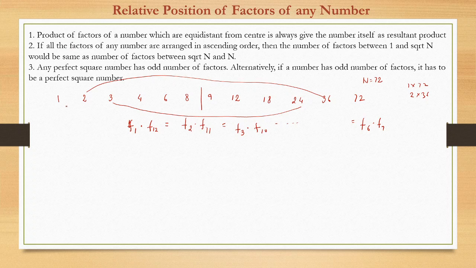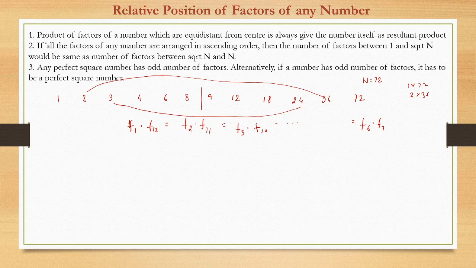So now what we had done, we had arranged the factors in ascending order, starting from 1, 2, 3. All the factors were arranged in ascending order. So now starting from the left, the first factor into the last factor will give the same product as the second factor into the second last factor, will give the same product as the third factor into the third last factor. So this is the relative position, and the multiplication of those positions will give the same product, which is the same as the number. So this is in short what we wanted to convey here.